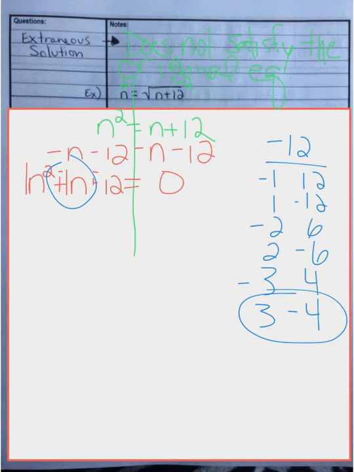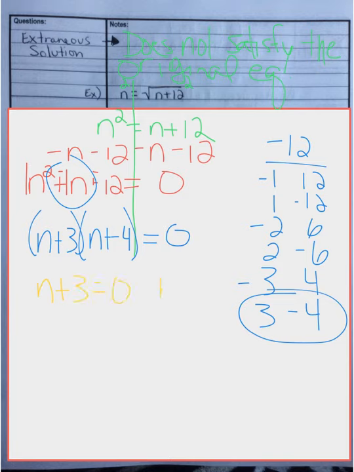So now, this is a good review of chapter 9. We have n plus 3 times n plus -4 is all equal to 0. And if you recall, we have to set each of those equal to 0 to see what our solution would be. So let's go ahead and draw a line down our equal sign.